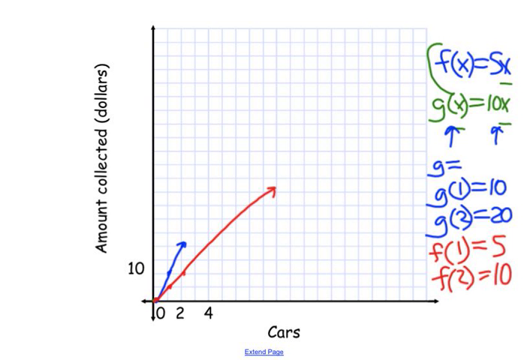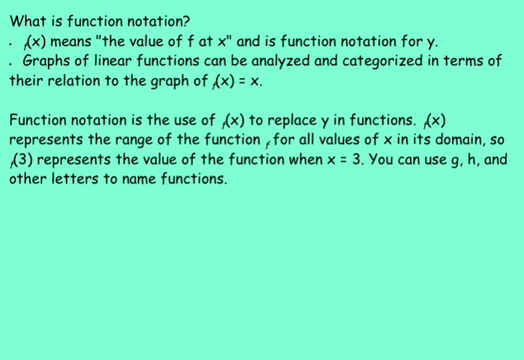So the graph goes up much more rapidly with the $10 per car, as it goes up twice as steep of a value. So that's kind of the summary of that.